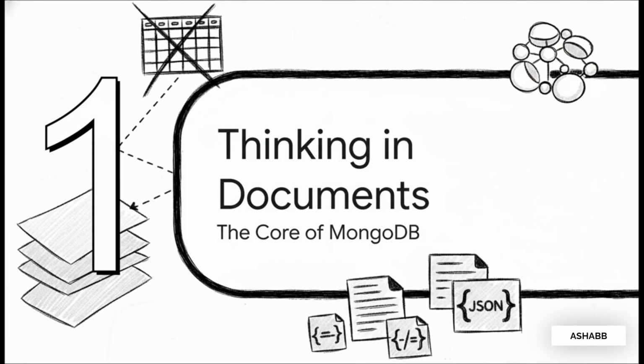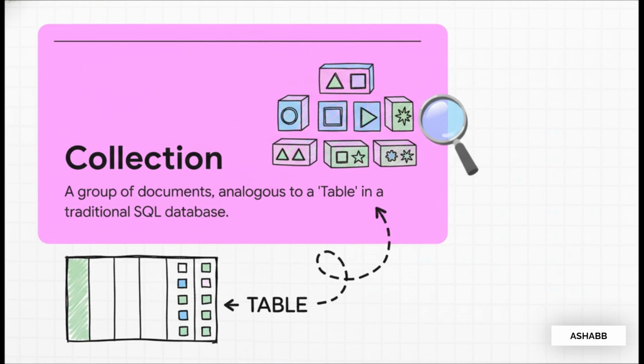To really get MongoDB, you kind of have to forget what you know about traditional spreadsheets and tables. At its core, MongoDB is what's called a NoSQL, document-oriented database. Okay, first key term you need to know is a collection. Now, if you're coming from a traditional database background, the easiest way to picture a collection is to just think of it as a table. Simple enough, right? It's just a bucket for a group of related things.